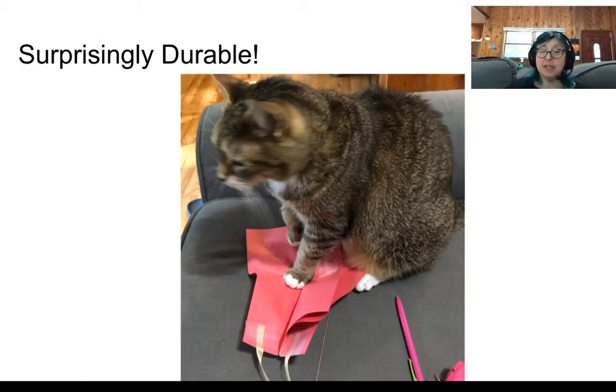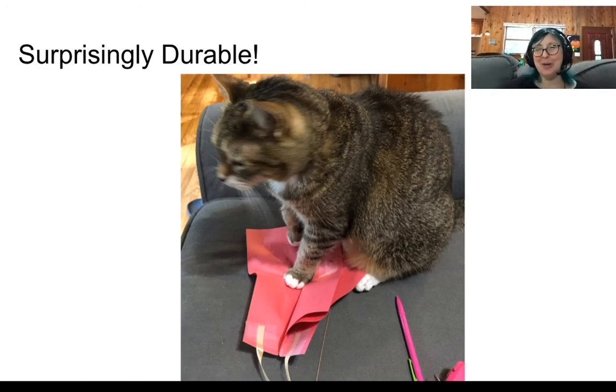And I just finished this, and my cat sat right on top of it, and it still flew. So just wanted to say, if you have an attention-seeking animal that sits on top of your kite, you might still find that it works just fine.